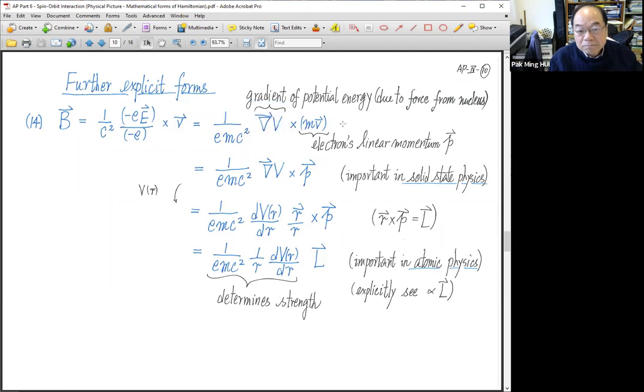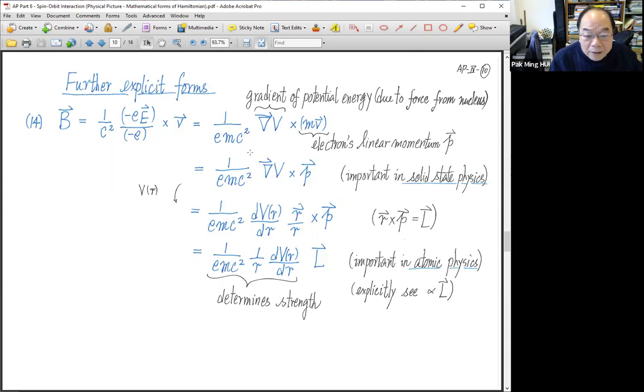Second, I multiply by m, I divide by m. I want to pick up the linear momentum. Together, I start to see another form of the internal field. Equivalent, they are not different, they are equivalent, but written in another form. It is a chunk of constants, gradient of the potential energy function experienced by the electron, cross product into its linear momentum. This is an important form in solid state physics.